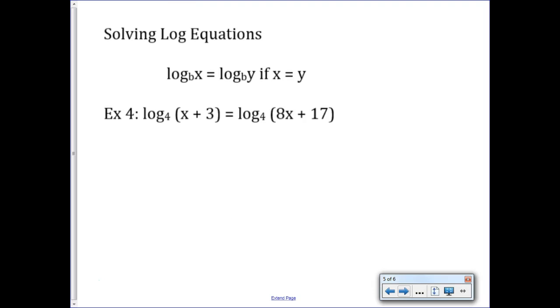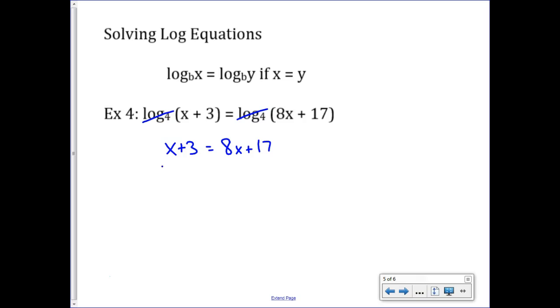All right, solving log equations. So same kind of thing here. If we know that the bases are the same, log base b of x and log base b of y, then we know that we can just set x equal to y. So in this case, I see that we have log base 4. So that means pretty much these just go away, and we have x plus 3 is equal to 8x plus 17.